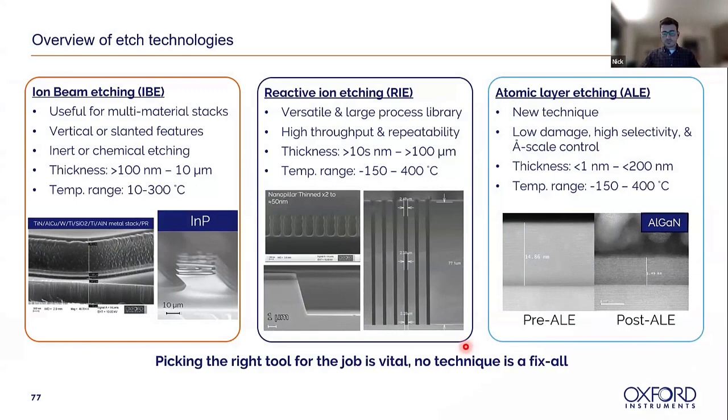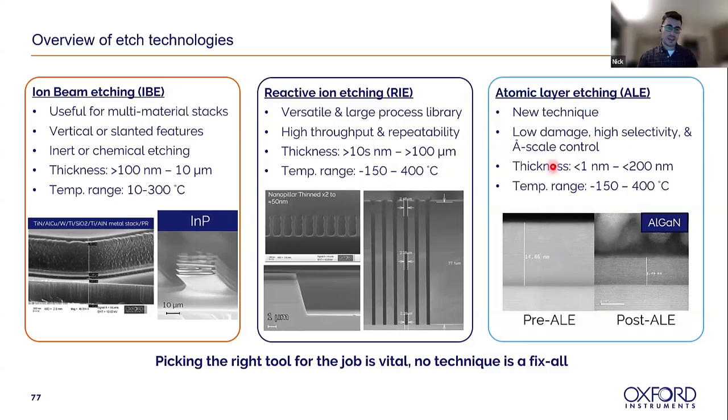Reactive ion etching, very versatile workhorse of nano and microfabrication, huge process library, high throughput, very good repeatability. It can operate at thicknesses of tens of nanometers up to hundreds of microns. So for deep silicon etching, for Bosch processes, you can get very, very deep etches, and it has a very wide temperature window at which processing occurs, so 150 all the way up to 400 C.